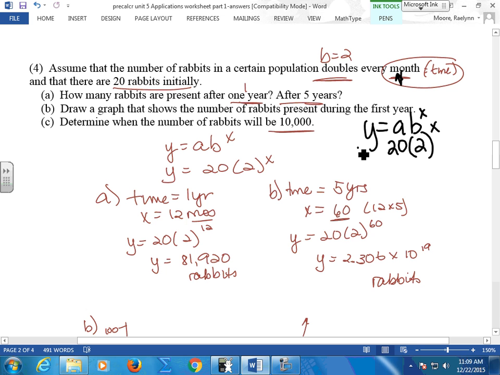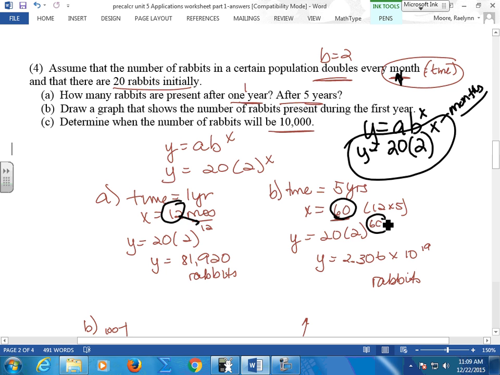So now, this is where I start. This is my function. So they asked after 1 year. Now the problem with 1 year is we measured this in months. So it's 12 months. You have to put a 12 in here. Then 5 years, you have to put a 60 in here. And you could have graphed this if you wanted to. It's probably just easier just to plug them both in.